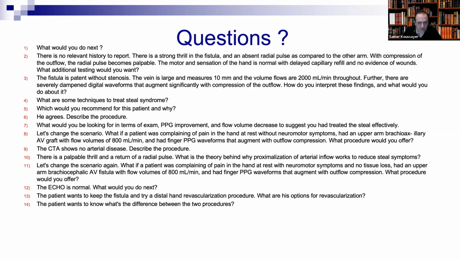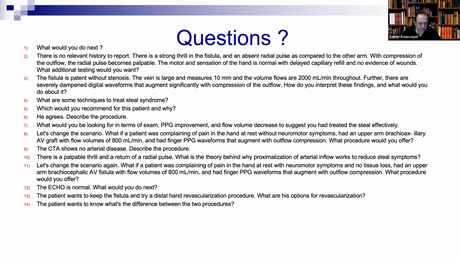You're still going to steal from the hand because this is a low flow system. So the blood always has a tendency to go to the low flow system. So even if you do the anastomosis proximal, the blood will prefer to go through the fistula than the hand. It has to be at least 10 centimeters away from the anastomosis. So your proximal anastomosis should be at least 10 centimeters away from the brachiocephalic AV fistula.